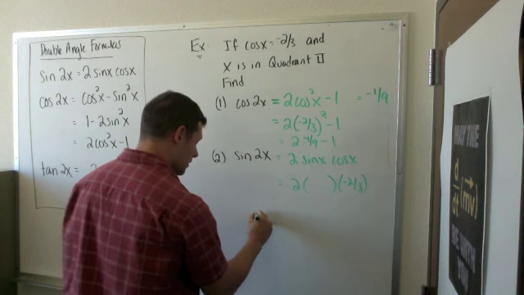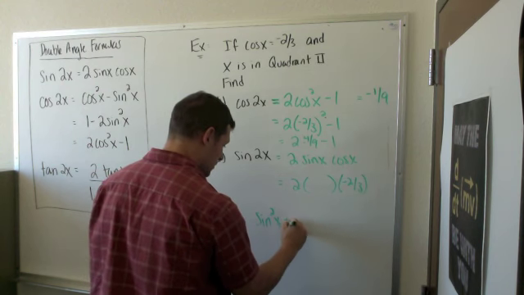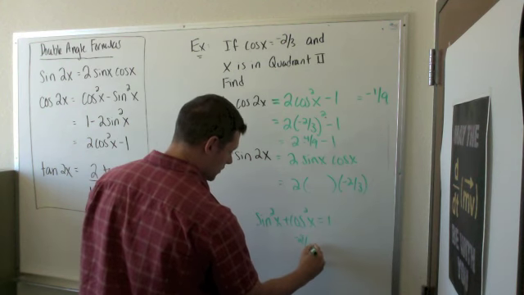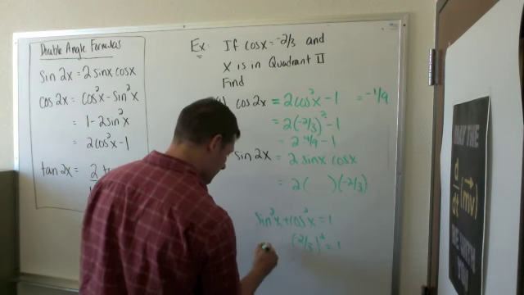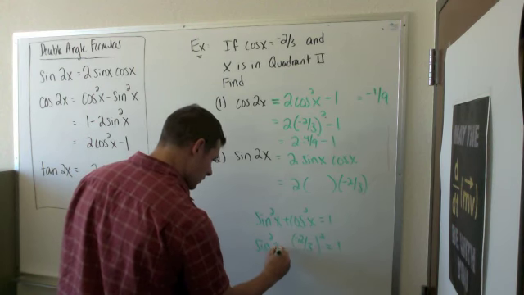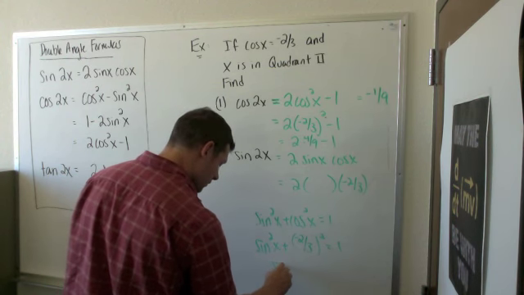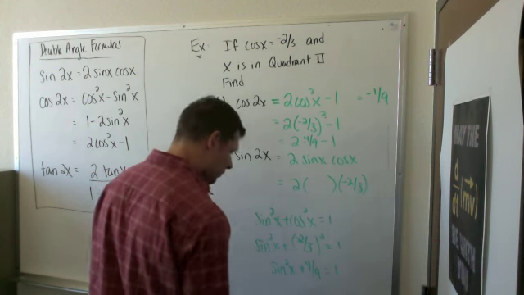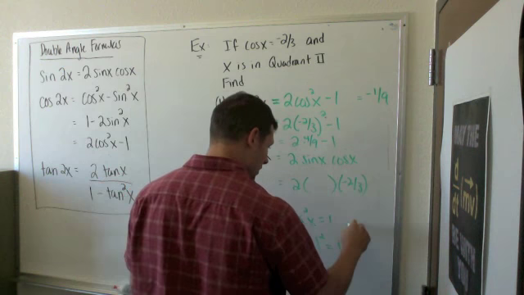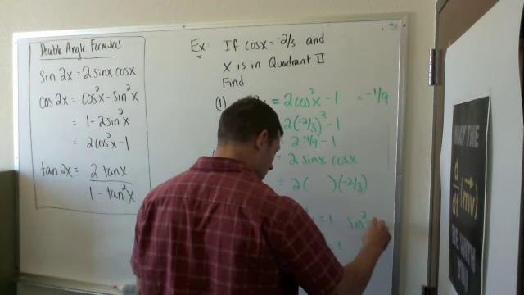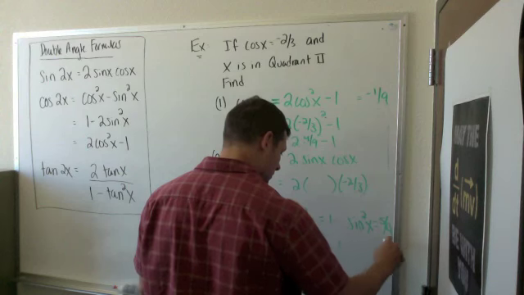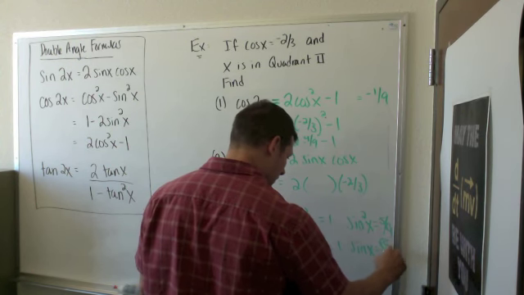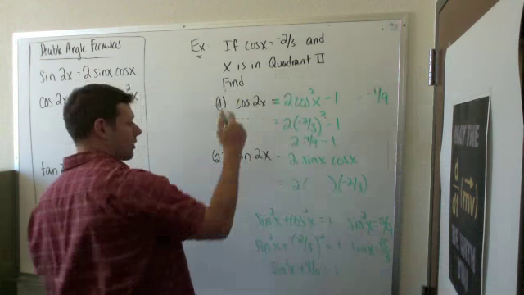So if we looked at sine squared x plus cosine squared x equals 1. We know cosine x is negative 2/3 squared. So I'll have sine squared x plus 4/9 equals 1. Subtract it over, and I get sine squared x equals 5/9. Square root both sides. It's only the positive one. Sine x equals the square root of 5 over 3. Why is it the positive one? Because we're in quadrant 2.